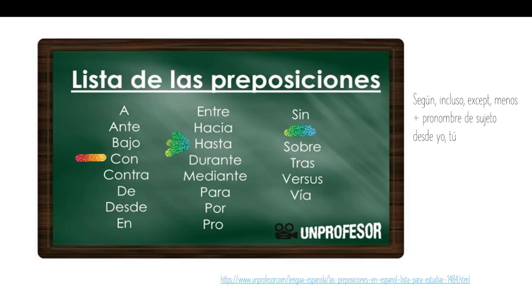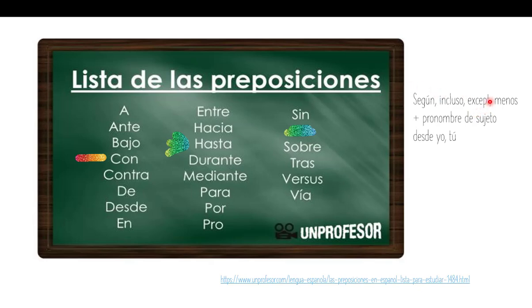Para, I'm not going to translate it because you know the problems with it. Por, again, the same issue. They can be por, they can be by, they can be through, they can be for, depending on the context. Pro, I don't use it too much, it's in favor of. Sin, without, sobre, on top, or about, tras, after, and versus, like contra, against, and via, through, or via in English as well. Okay?